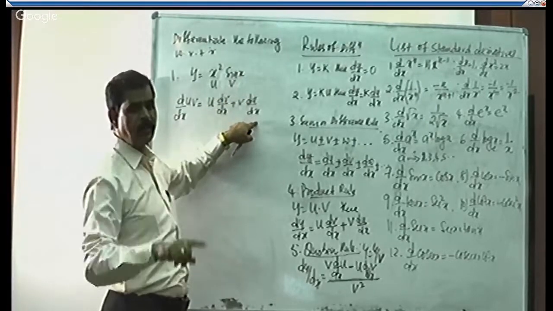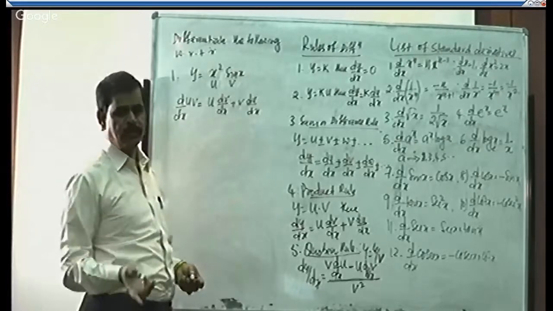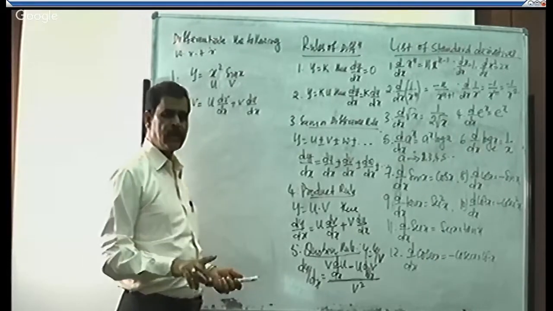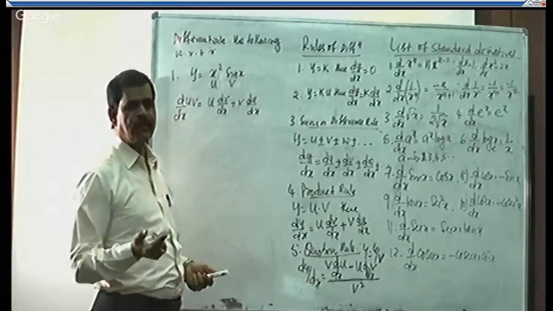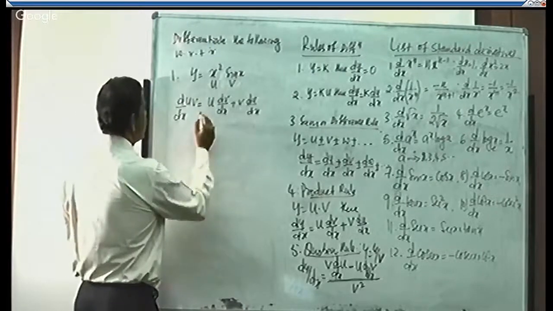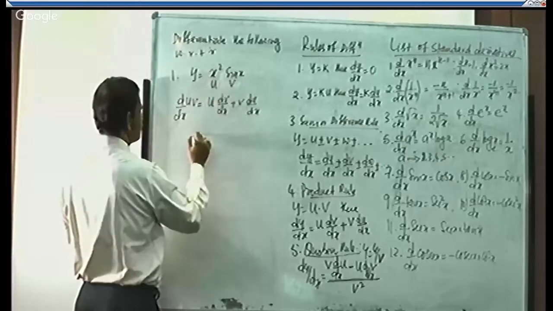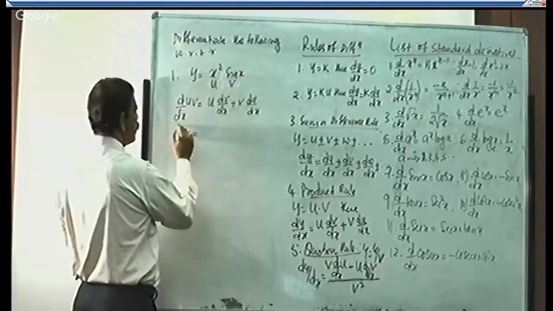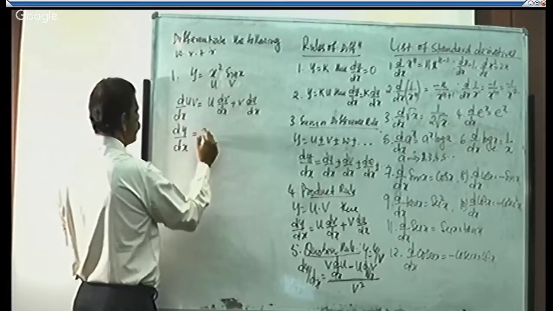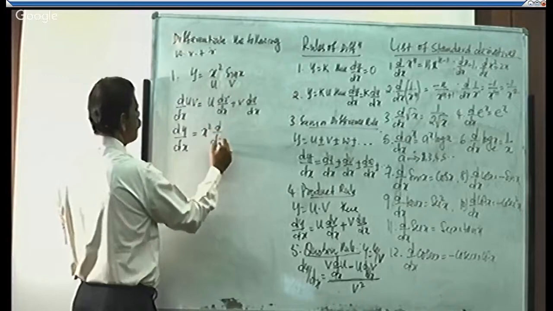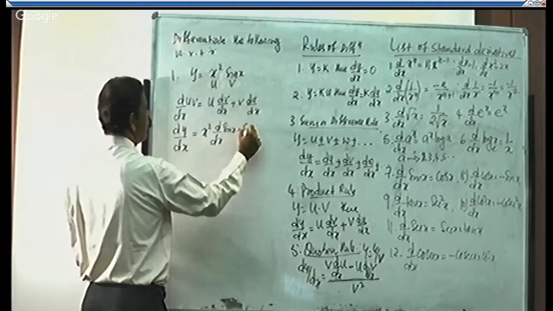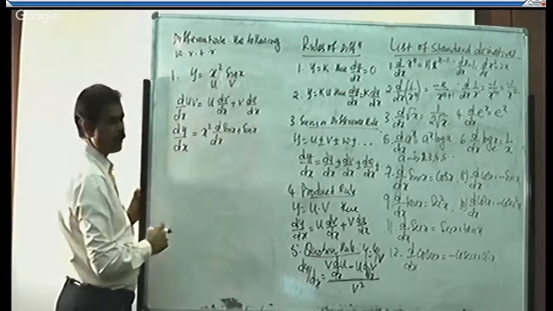So alternatively, we should differentiate both the terms, but while differentiating the first term, we should take the second term as it is. While differentiating the second term, we have to take the first term as it is. What is u? This. What is v? This. So I am applying it. dy by dx is equal to u, what is u? x square, into d by dx of sin x, plus v. Keep v as it is, keep the sin x as it is.